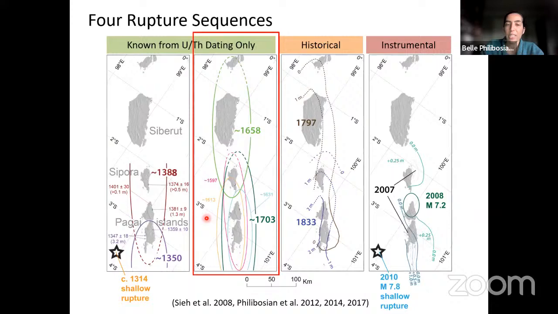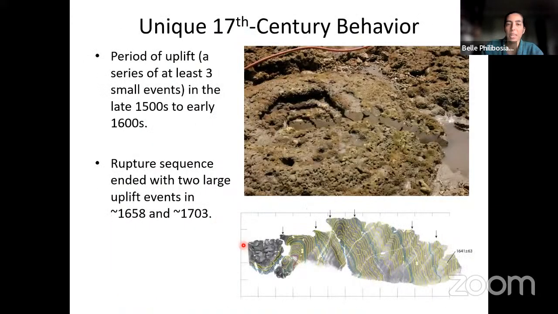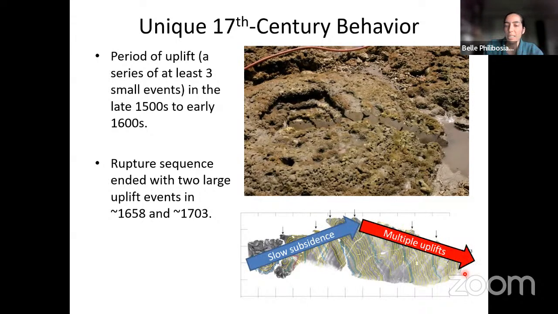So you can see already here that there are actually 5 earthquakes on this map. This is a unique period in the record, which you can see in this coral. It was growing upward during the first part of its life, but it was uplifted gradually over several events in the second part of its life. So this indicates that there were multiple uplift events that eventually killed this coral.